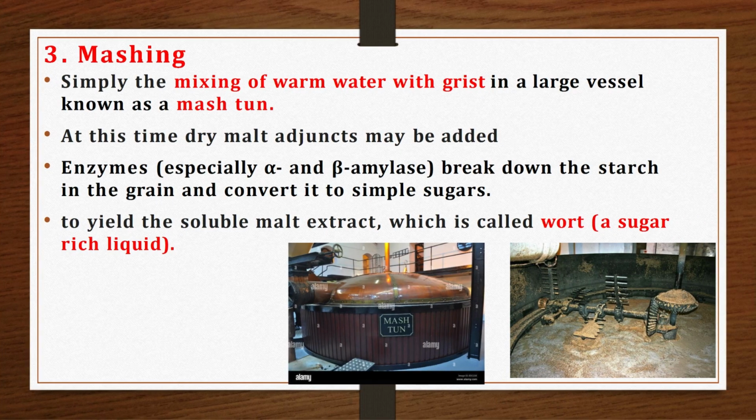Now let's get into the heart of the process with 3. Mashing. This is simply the mixing of warm water with the grist in a large vessel known as a mash tun. At this time, dry malt adjuncts may be added. Here, enzymes, especially alpha amylase and beta amylase, break down the starch in the grain and convert it to simple sugars. This process yields the soluble malt extract, which is called wort, a sugar-rich liquid.